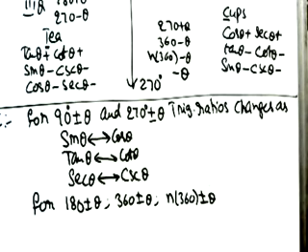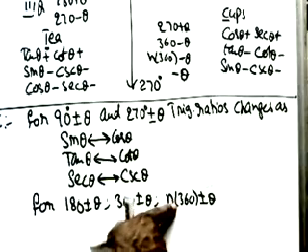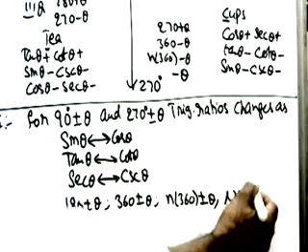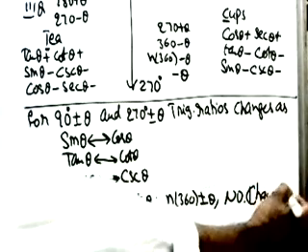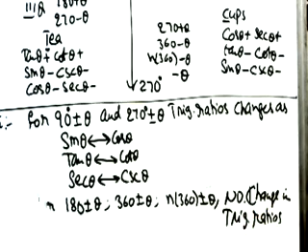Now we must learn this by heart. For 90 degrees plus or minus theta or 270 degrees plus or minus theta, the trigonometric ratios change as sine changes to cos, cos changes to sine, tan changes to cot, cot changes to tan, sec changes to cosec, cosec changes to sec. Now next, for 180 plus or minus theta or 360 plus or minus theta or n into 360 plus or minus theta, there is no change in trigonometric ratios.